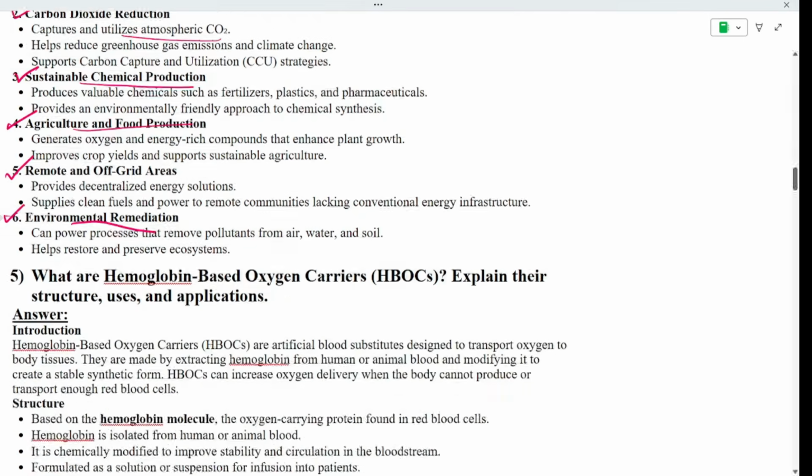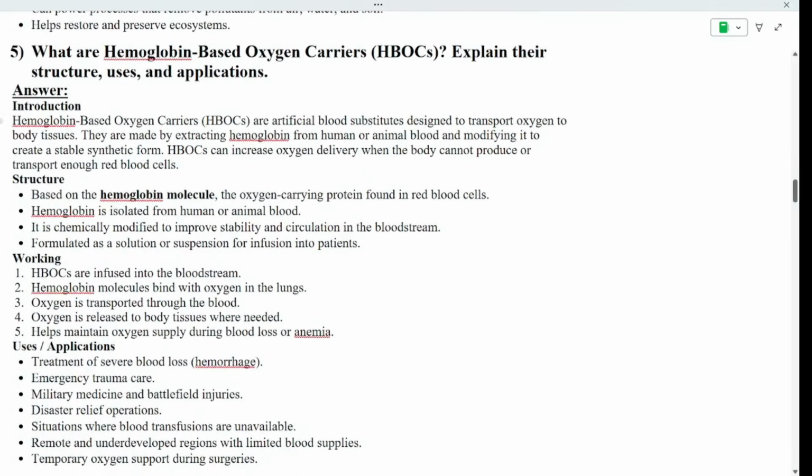Next, the question is the fifth question, that is hemoglobin based oxygen carriers. Explain their structure, uses and applications. They are nothing but artificial blood substitutes that transport oxygen to body tissues. They are made by extracting hemoglobin from human or animal blood and modifying it to create a stable synthetic form. They can increase oxygen delivery when the body cannot produce or transport enough RBC, that is red blood cells.